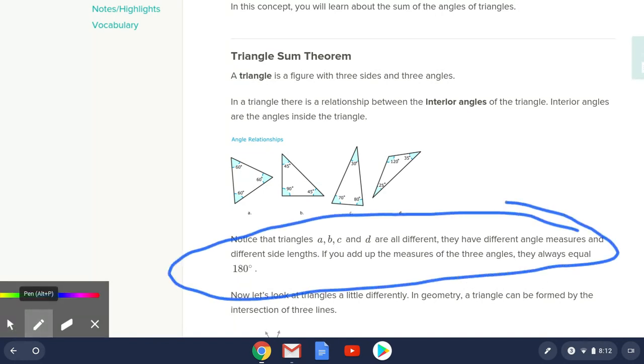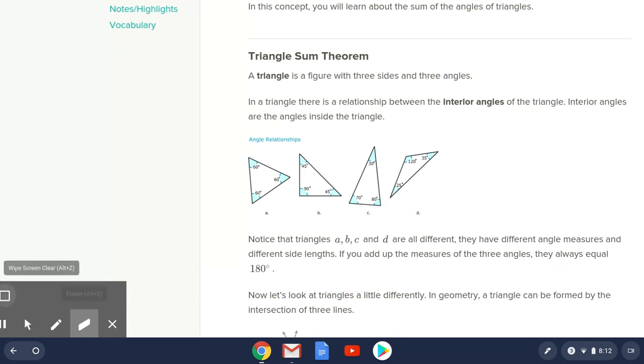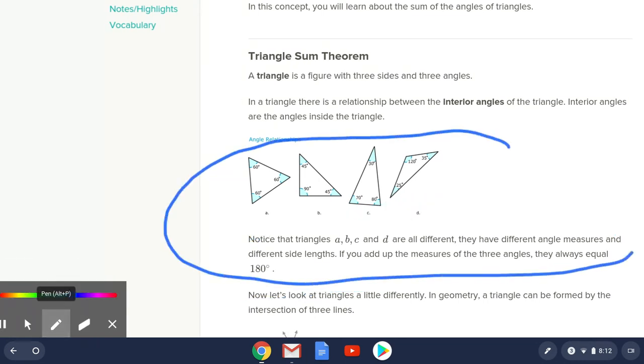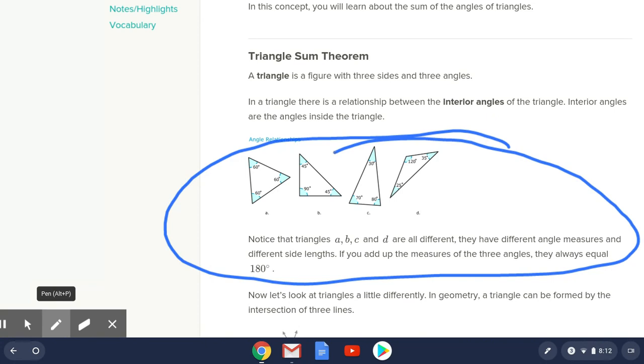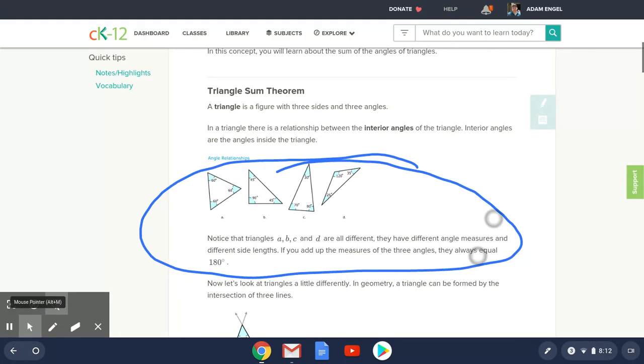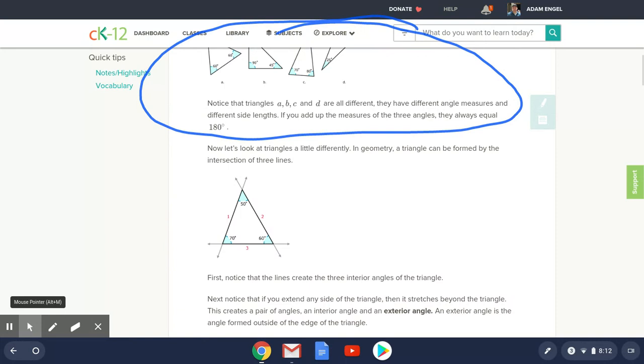You need to have this part. Actually, you know what? Let's just do something even bigger. You need to have this copied. So pause the video now and copy that specific part. Now let's look at the triangles a little differently after you have this copied.